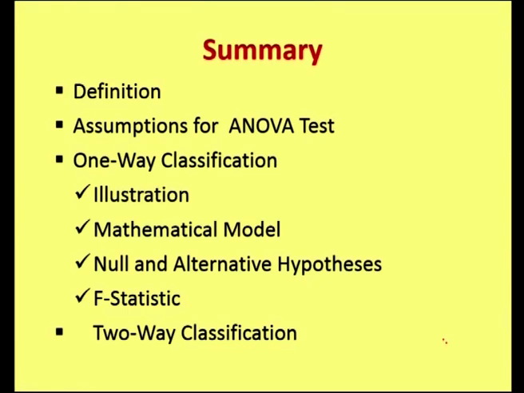And the summary of our discussion: we have seen the definition of analysis of variance and assumptions underlying the ANOVA test, one-way classification with illustration, mathematical model, null and alternative hypothesis, and F statistic to test null against the alternative hypothesis. And for two-way classification also we carried out the same procedure, that is, we have discussed the two-way classification with an illustration with a specified mathematical model, null and alternative hypothesis, and F statistic.